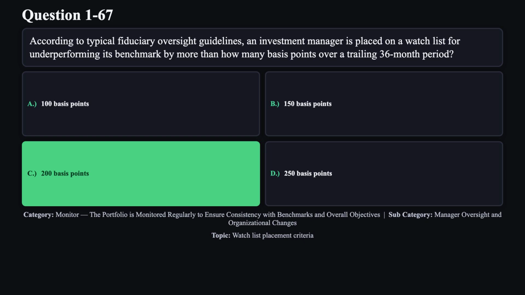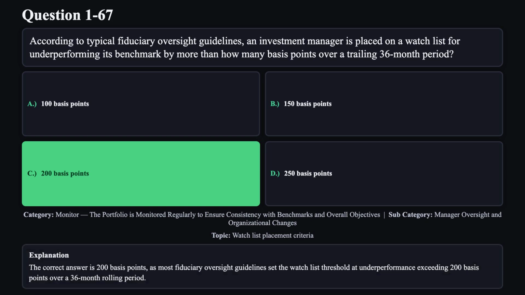The correct answer is C. The correct answer is 200 basis points, as most fiduciary oversight guidelines set the watch list threshold at underperformance exceeding 200 basis points over a 36-month rolling period.